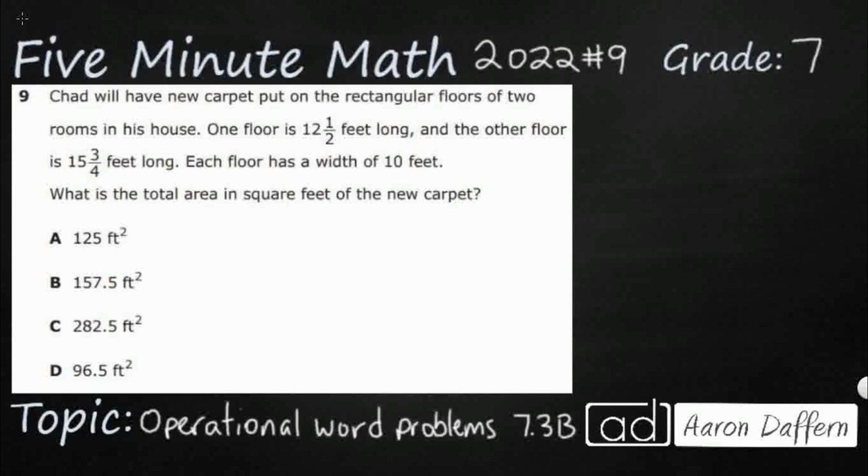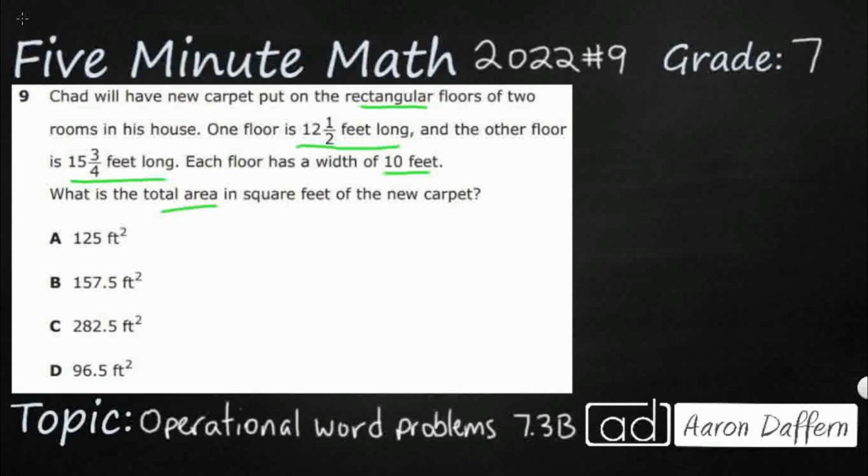So we've got Chad's going to put new carpet in 2 rectangular floors. One floor is 12.5 feet long. The other floor is 15 3/4 feet long. Each floor has a width of 10 feet. So we need the total area in square feet of the new carpet.